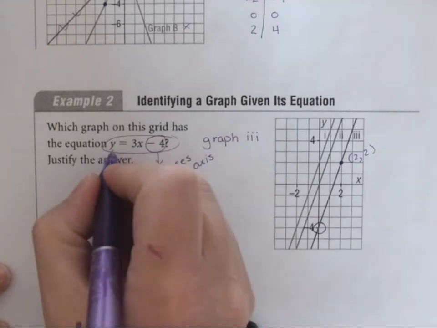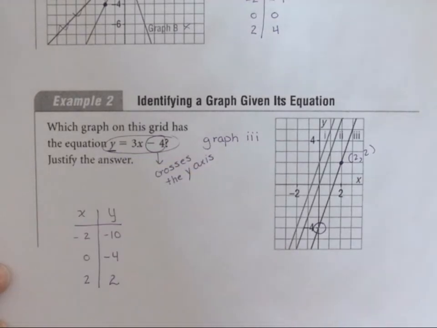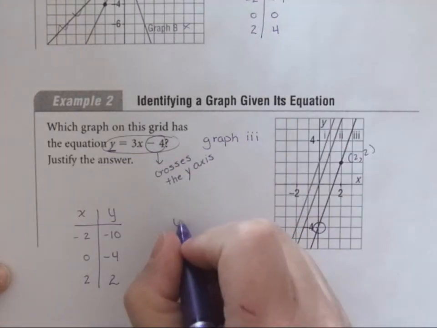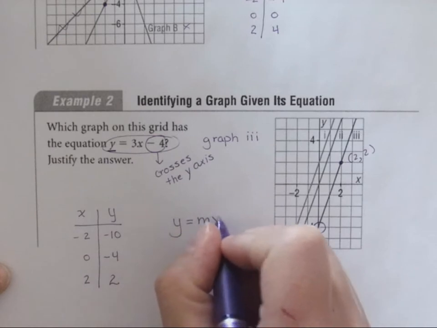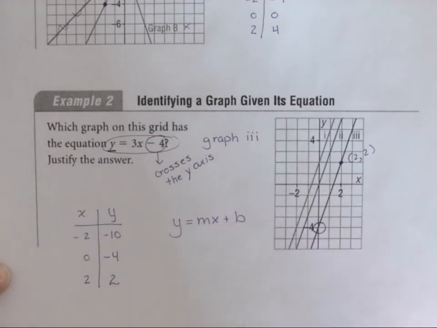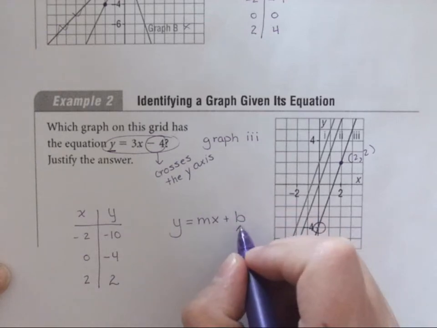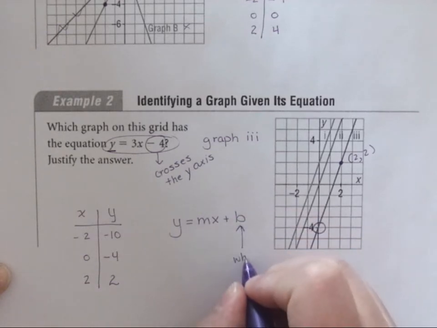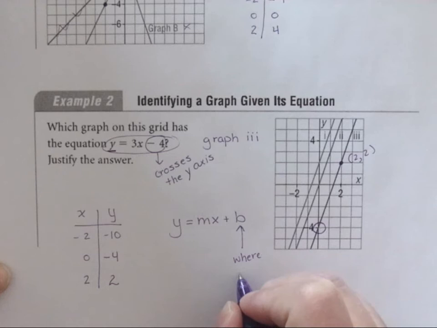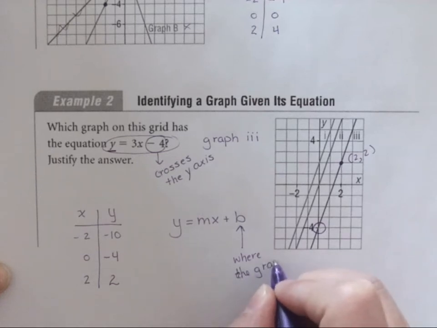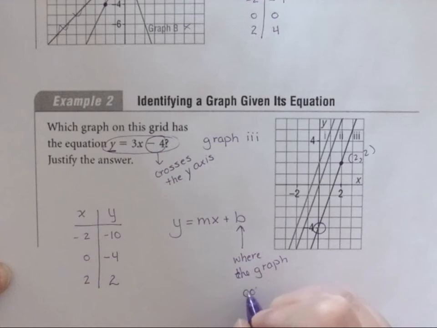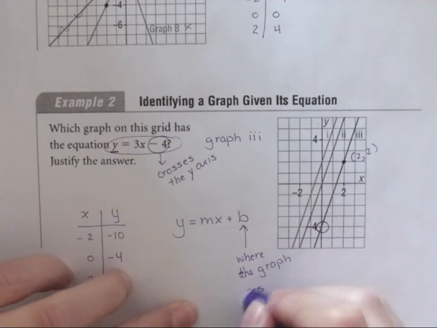Okay? But you have to rearrange your equation to y equals. It has to be in the form y equals mx plus b. So a single y, everything else on the other side, and your b value is where the graph crosses the y-axis. I couldn't spell.